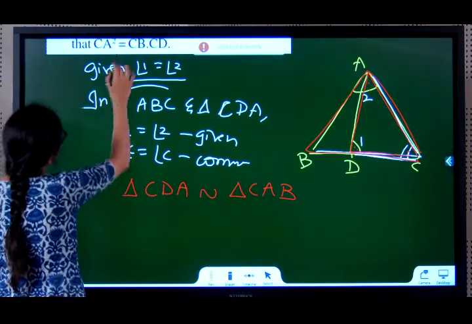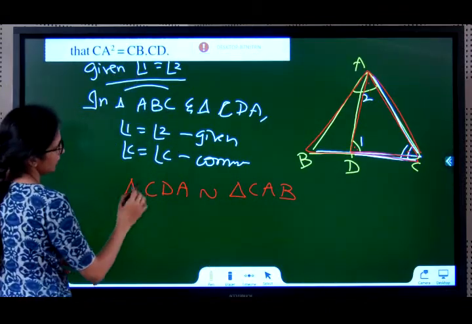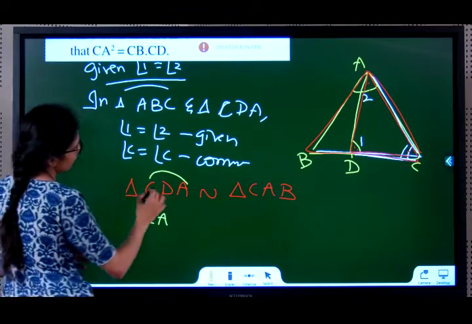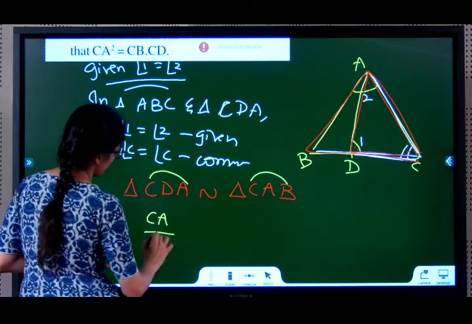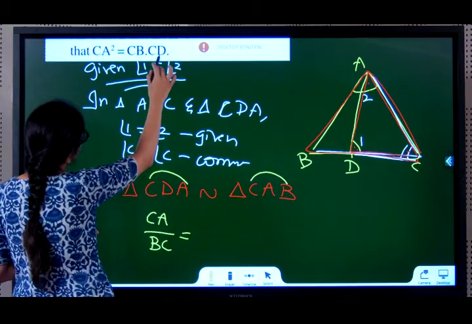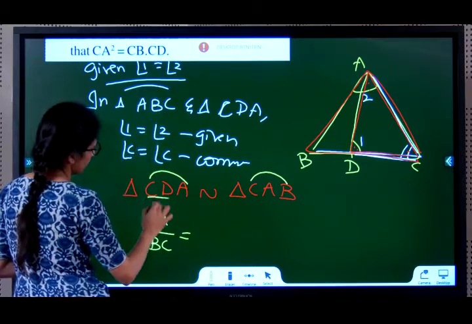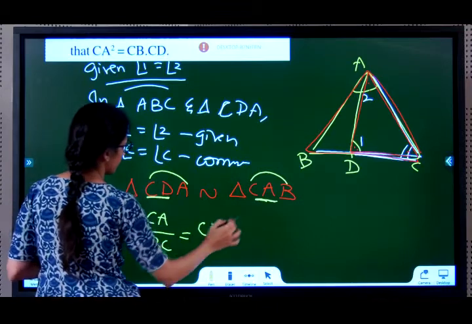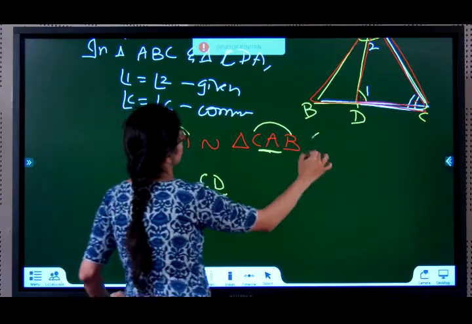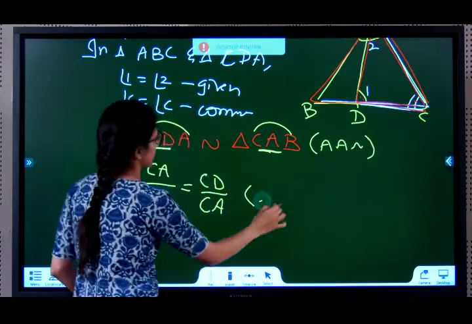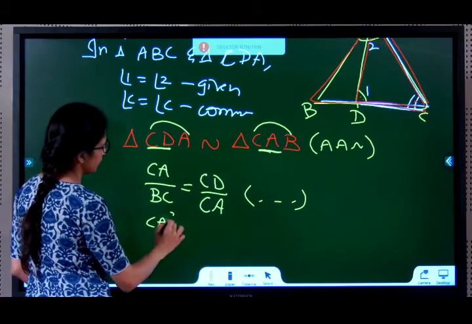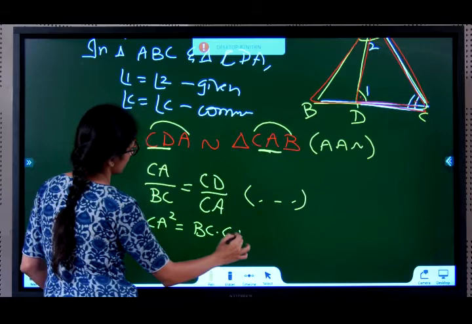Now what they want here is CA square. So I want CA. So from here if I take CA, here I get whom? BC. Who else do I want? BC is already over. I want CD also. If I take CD from here, what do I get here? CA. What is the criteria for this? AA criteria. Here, corresponding sides of similar triangles are proportional. Cross multiply. CA into CA, CA square. This becomes BC into CD.